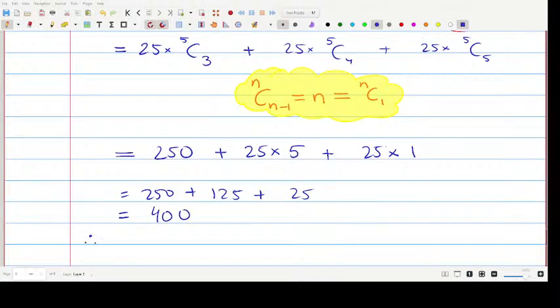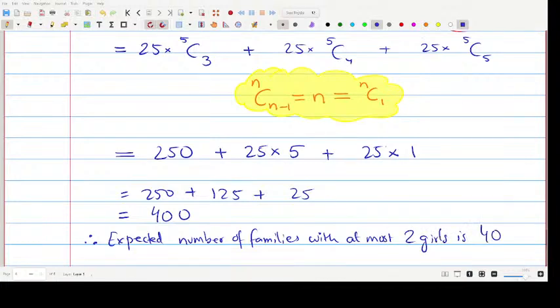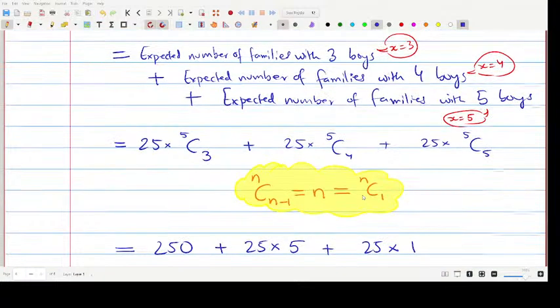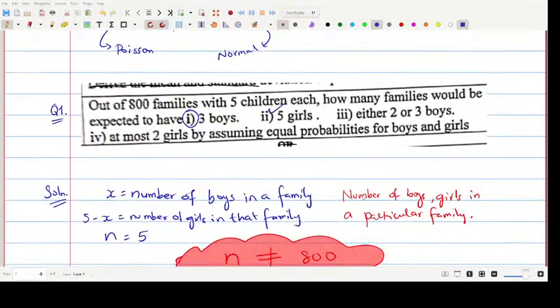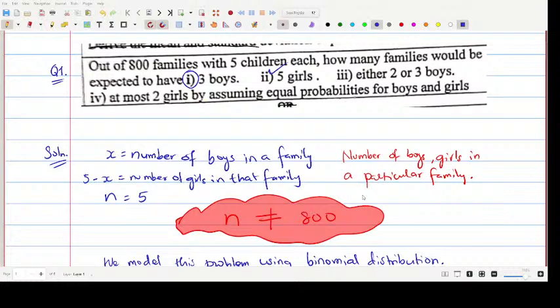So therefore, the expected number of families with at most 2 girls is 400. Okay, and that completes the question, right? So we have solved this particular question. Of course, in the exam you can compress all of these and present it in a beautiful way. But this is how we solve the problem, right?